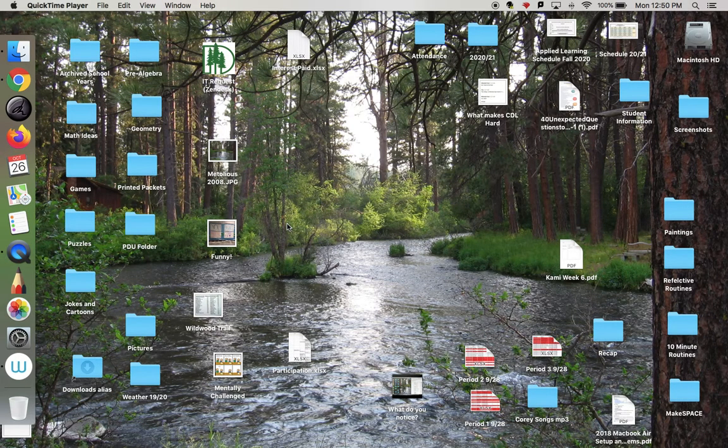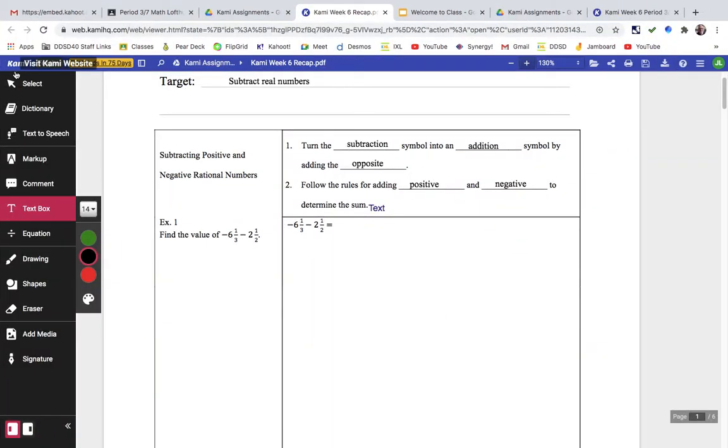This is a recap of Monday, October 26th. We started week 6. The target is subtract real numbers. So we filled in the words subtraction.